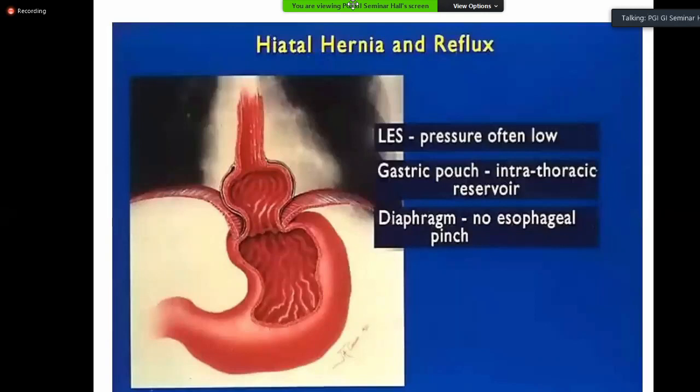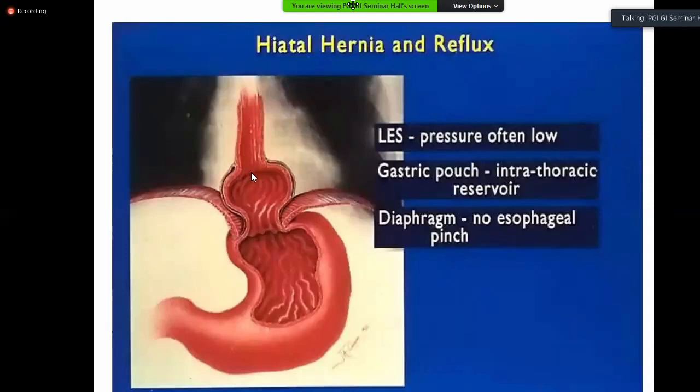What is a hiatus hernia? Hiatus hernia is if you have, this is the diaphragmatic pinch. This is the squamo-columnar junction. This is the esophageal mucosa. This is the gastric mucosa. Now, the gastric mucosa is prolapsing across the diaphragm into the thorax.